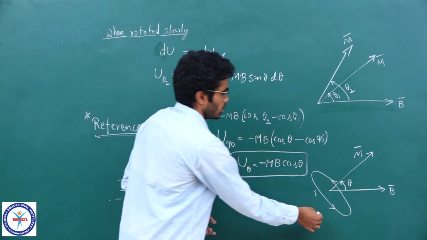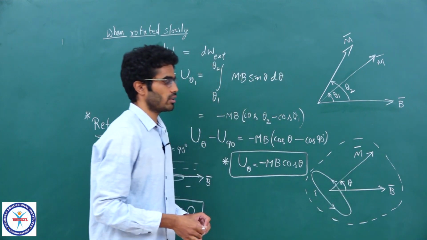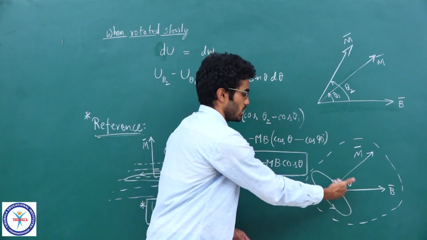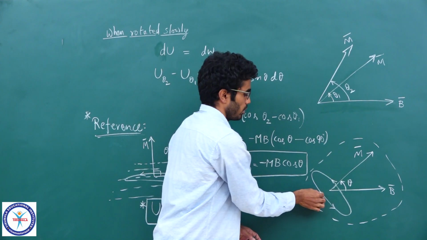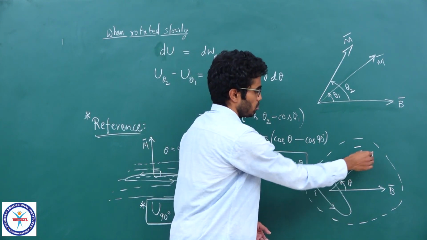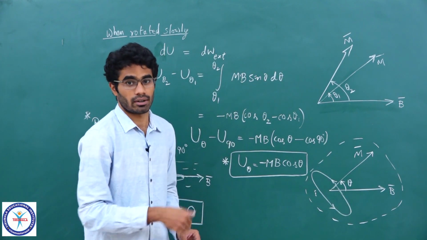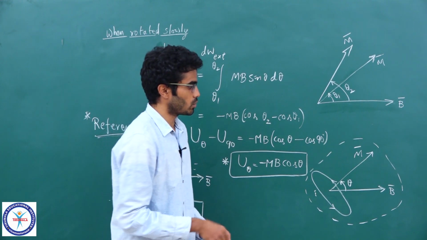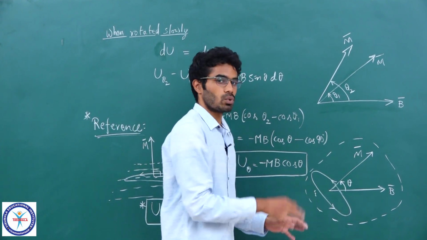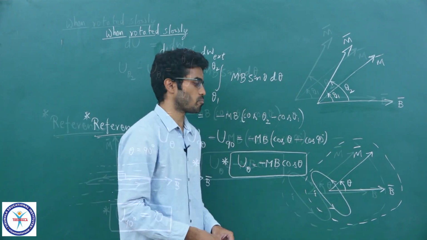So, our idea finally comes to this point where the current carrying loop is shown by these arrows. Now, the magnetic moment vector is m bar and the magnetic field here is pointed towards right. So, in this scenario you can say that the system has stored some potential energy and that is equal to minus mb cos theta.